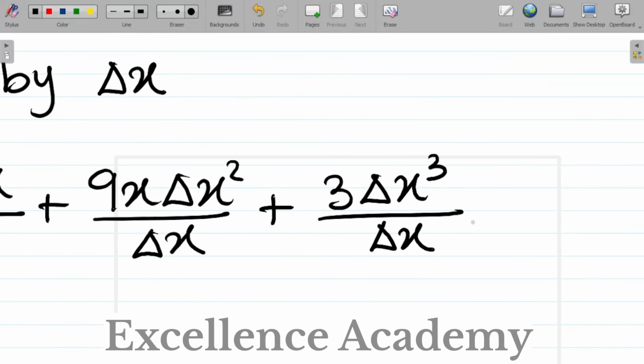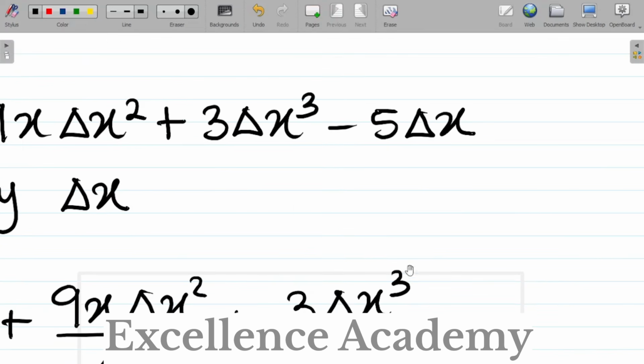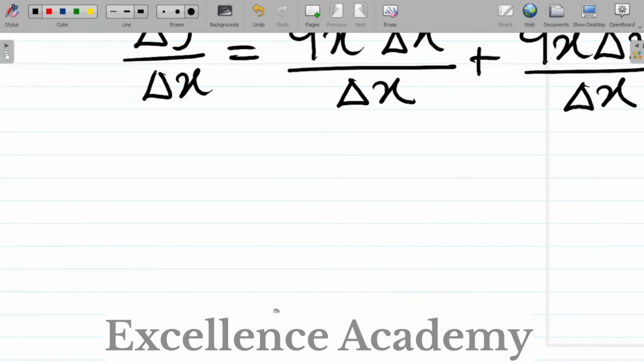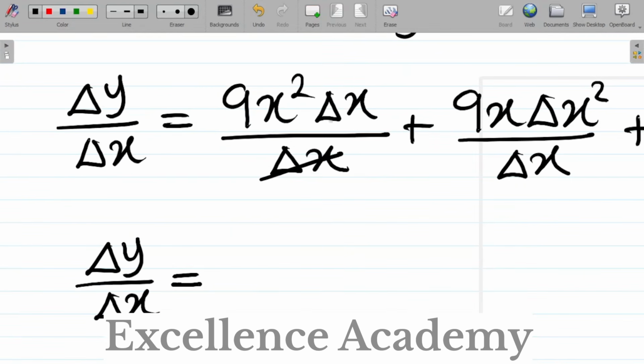Yep, minus final term, there's 5 change in x. So 5 change in x divided by change in x. All right, each term divided by change in x. From here, we'll have that change in y all over change in x is equal to, from here, change in x cancels change in x.